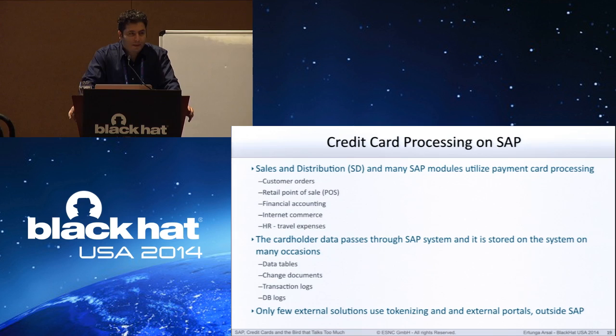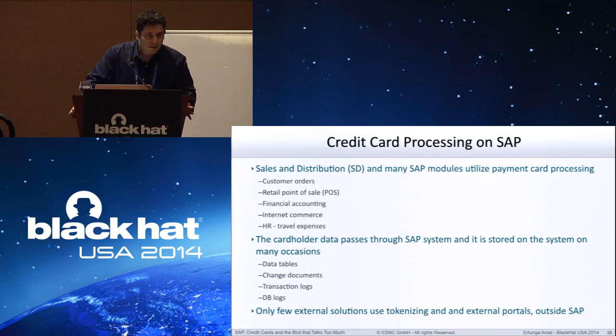The SAP systems hold payment card data in various places. They are used by business functions, of course, if you have sales and distribution, if you have retail point of sale, or if you have HR, the employee self-service for travel reimbursements. Then you are using this functionality of SAP. So the cardholder data passes through the SAP system, and this information is stored on this system on many occasions.